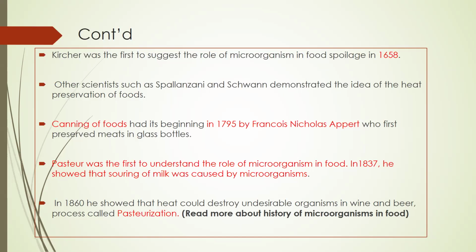Pasteur was the first to understand the role of microorganisms in food. In 1837, what did he do? He showed that it was microorganisms that caused souring of milk. And in 1860, he showed that heat could destroy undesirable organisms, both in wine, in beer, and in milk. This is why his method is called pasteurization. So if you want to know more about the history of microorganisms in food, you can read more about it yourself.